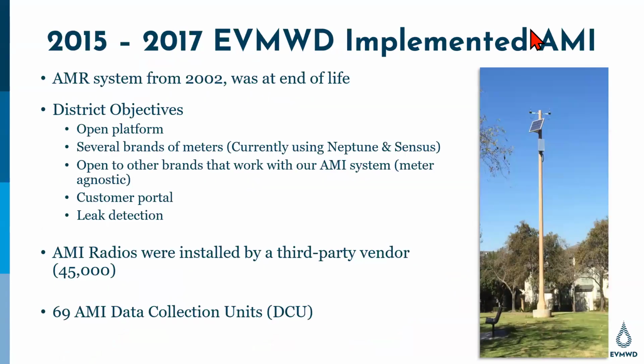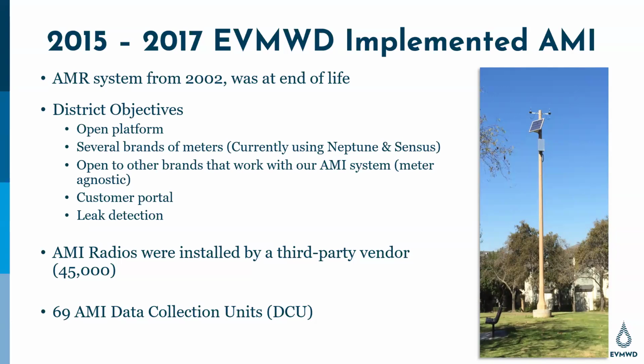All right, so this is a little bit about our AMI system. In 2002, we went to AMR, the drive-by system. It was at its end of life, approaching 2012, 2013. So we started piloting an AMI system from a specific vendor. That AMI system didn't meet our objectives at the time, so we ended up going out to bid, and we chose another system that we first piloted in 2015. From 2015 to 2017, we did a pilot program on the old Elsinore Water District, which was the 1,500 meters that we acquired in 2011.